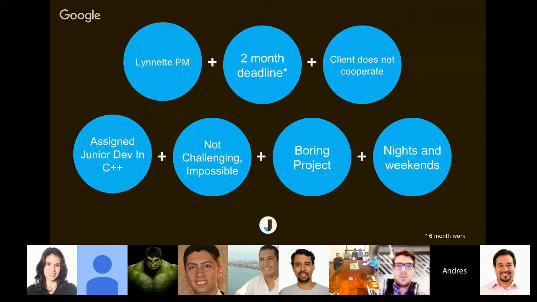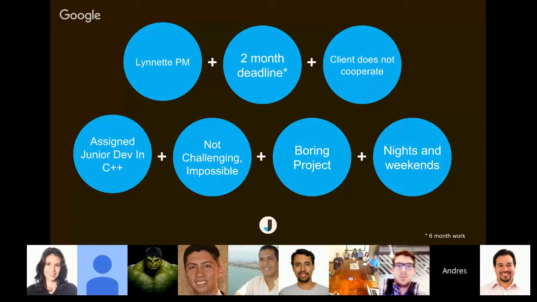Deadline. You see the asterisk: it's a 6-month job. Hey guys, you are 2 developers, you have to finish this in 2 months, but it's a 6-month project. What? Yes. I'm sorry. Goodbye. Boom.